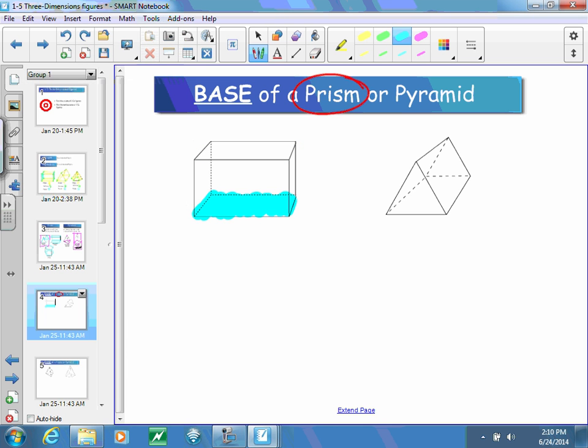So I can use that as my base. When I look at the next one, people all the time want to say, oh, there's my base, because that's the bottom of it. That's not the case in this problem. It's put on its side, and the base is actually going to be this triangle. So we've got to be very careful about what the base of a prism is.